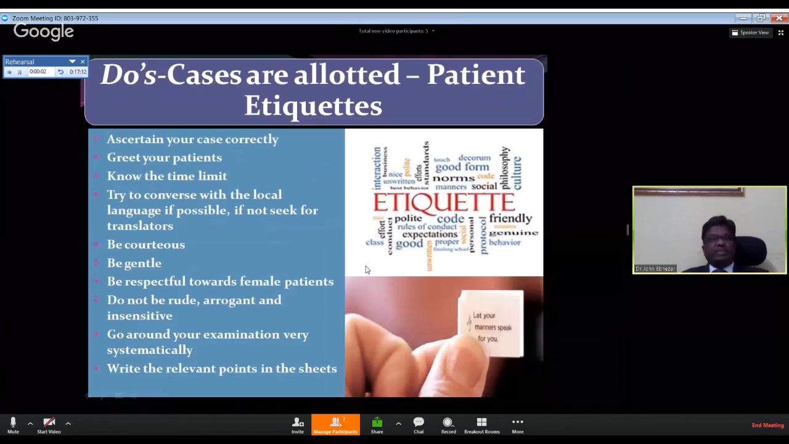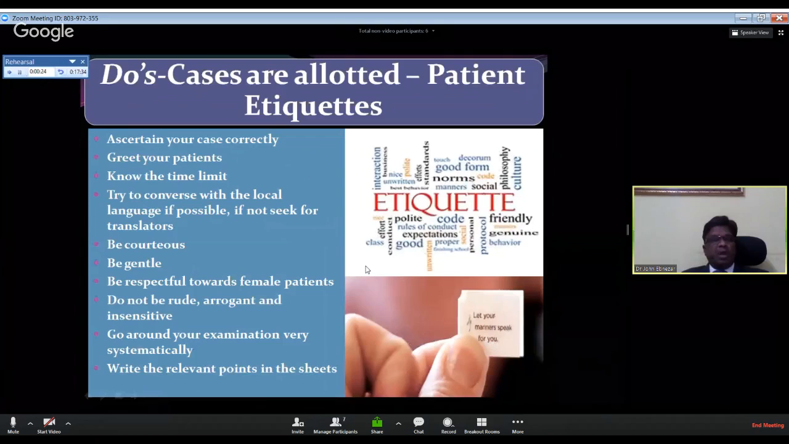Then, when cases are allotted to you, patient etiquette needs to be followed. Ascertain whether you have reached your case correctly. Greet your patients. Know the time limit. Try to converse in the local language if possible. If not, seek translators. Be courteous. Be gentle. Be respectful towards female patients. Do not be rude, arrogant, or insensitive.